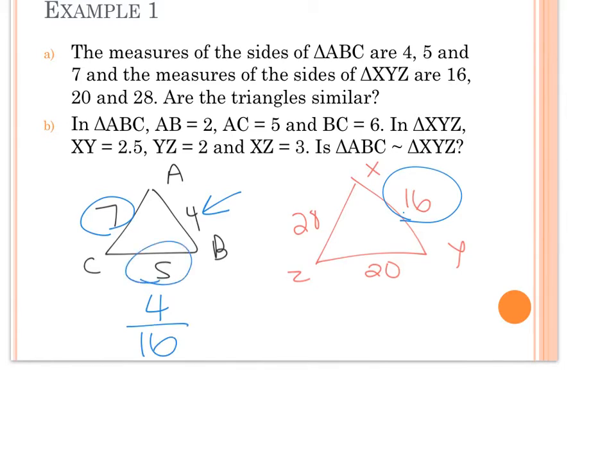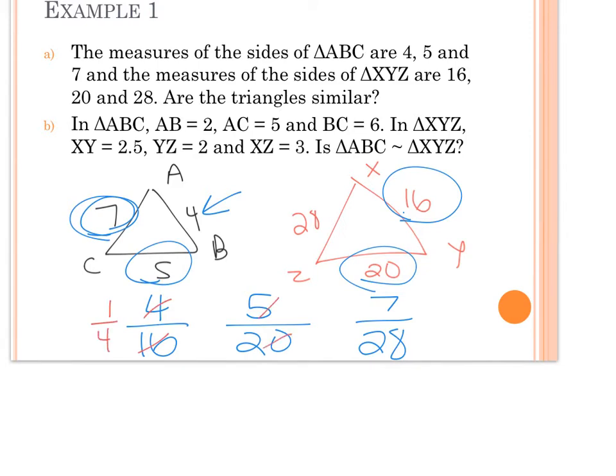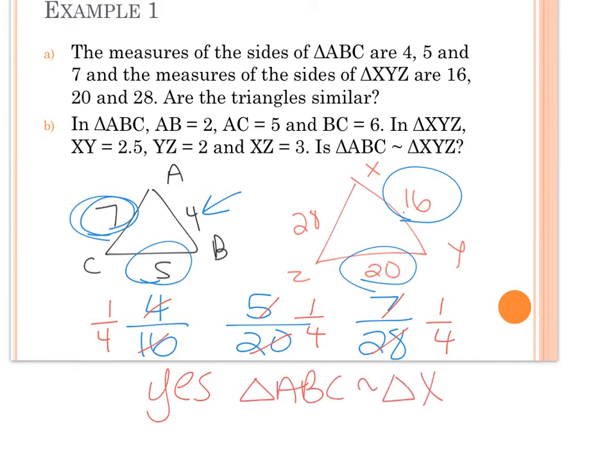Then the middle, which is 5, would go over 20. And then the largest, which is 7, would go over 28. Simplify each of these fractions. So this is 1/4, this is 1/4, and this is 1/4. Because all three of these are equal, the answer is yes, these triangles are similar. Triangle ABC is similar to triangle XYZ.